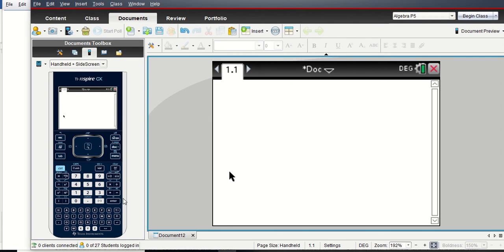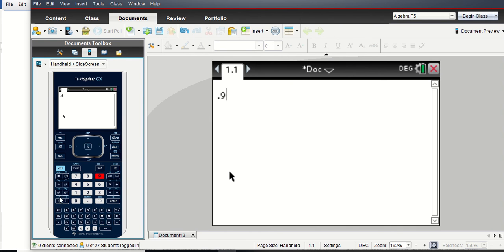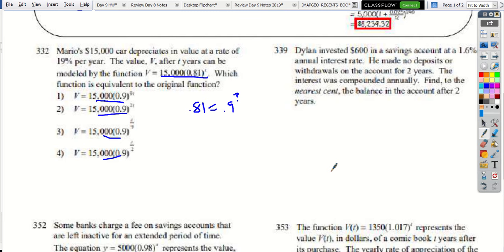If we grab the calculator, we can do 0.9 squared, and you see we get 0.81. So technically, we can think of this as 0.9 squared. So when we do the formula, it's 15,000 times 0.9 squared, and then it's also to the t, because the t was originally there, and now we're doing 0.9 squared, so it's 2t. So that's why the answer is choice 2.